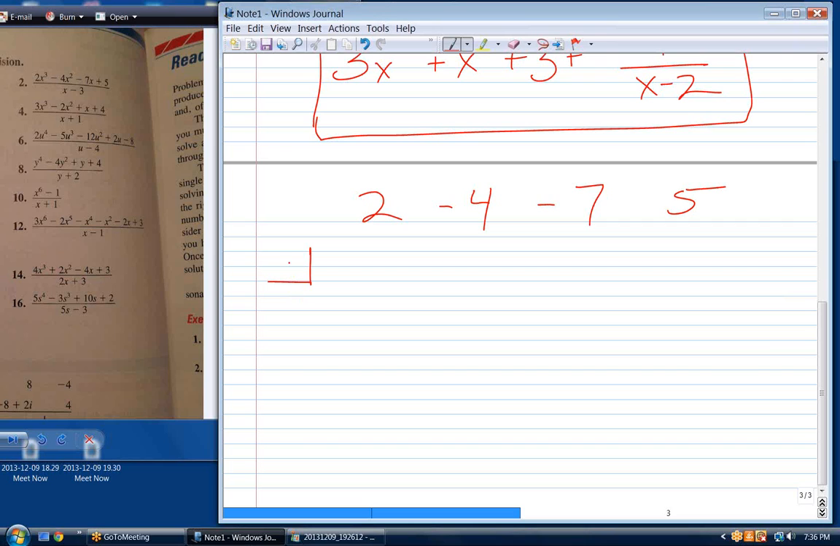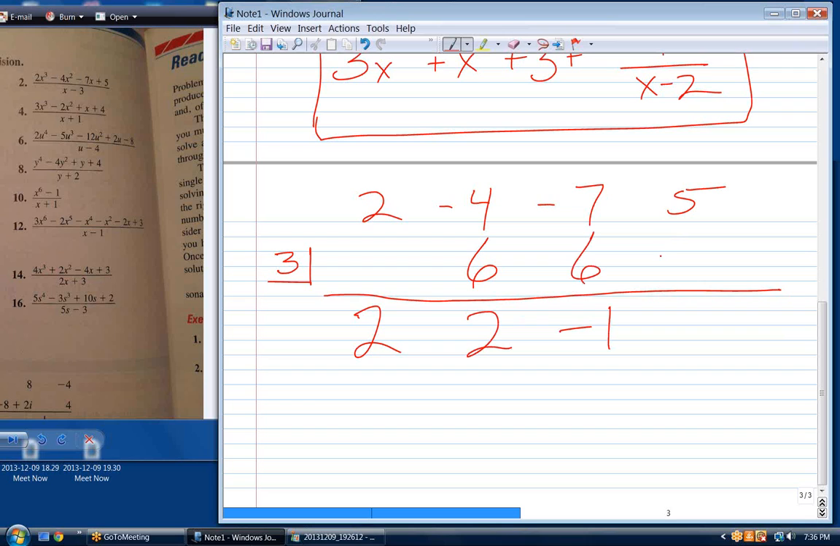X equals 3. In other words, just set that equal to 0 and solve for it. That's really the way to do it. What's the first step? Put that number 2 down. Bring down the 2. What goes here? 6. What goes here? 2. What goes here? And 6. What goes here? -1. And here? -3. And here. And 2.